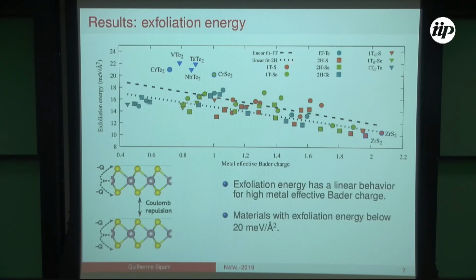You can see a clear trend here for 2H and also for 1T. Sometimes, in very complicated systems that are ferromagnetic or have other big atoms, some materials fall outside, but most of them follow this curve. So the exfoliation energy has a linear behavior, and we can find lots of materials that are very easy to exfoliate by looking at this part of our graph.